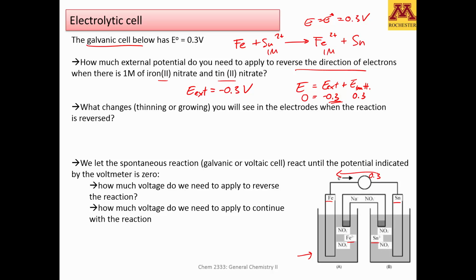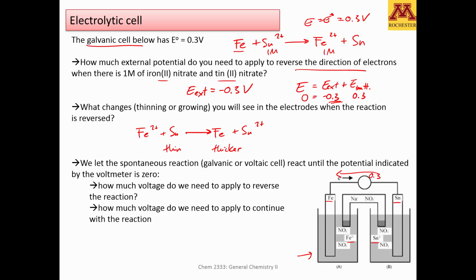So if you reverse the reaction, what changes are you going to see? Well, for the spontaneous reaction, the iron here was a reactant, so it was thinning. But therefore, if you reverse it, let's reverse this. When you reverse it, the iron will get thicker because it's a product, and the tin will thin because it's a reactant. Pretty much the opposite of what you see for a galvanic cell.